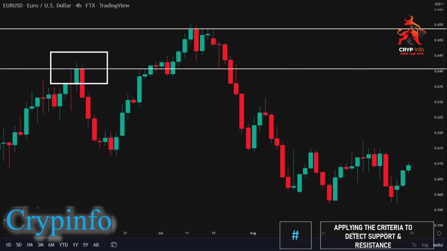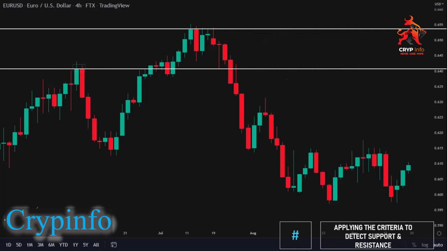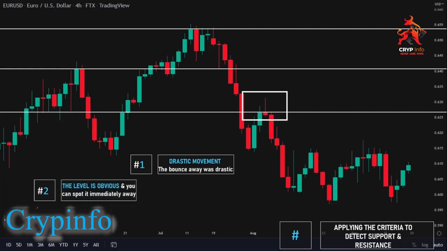The criteria that this level fulfills is that 1. Drastic movement, as you can see price sharply reversed after it touched this level. 2. The level is obvious. So moving on down to the right, we spot this level here, where price came up, hit and reversed from, so we draw in. The criteria that this level meets is that drastic movement, and the level is obvious.